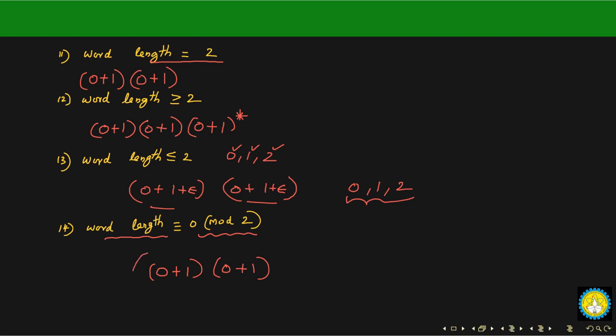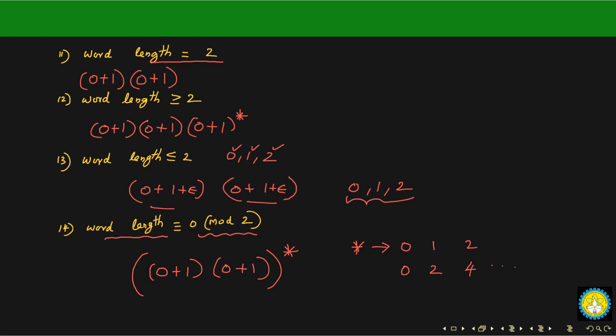So I can combine this and put a star here. This would mean 0 or more occurrences of the string that is inside the bracket. That would essentially confirm that the string's word length is going to be a multiple of 2. Based on the value of the star, if it is 0, then your string length will be 0. If you put a 1 for your star, then your string length will be 2. If you put 2 for your star, then your string length is going to be 4, and so on.